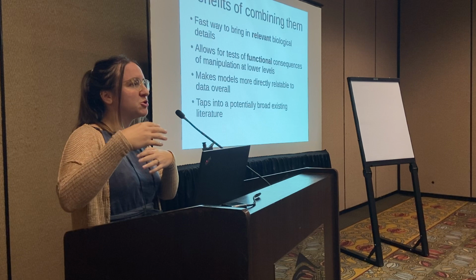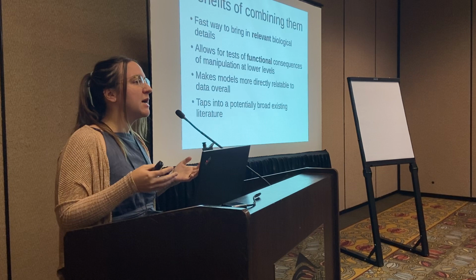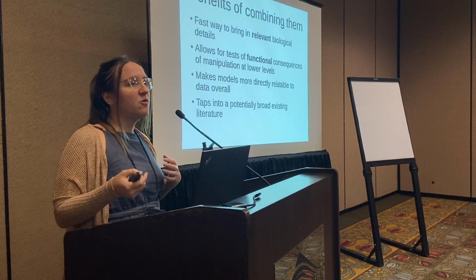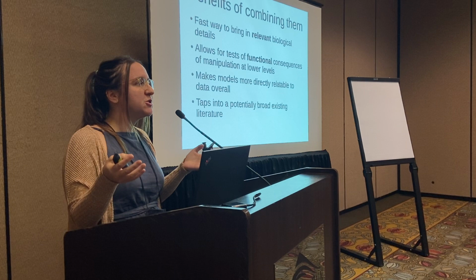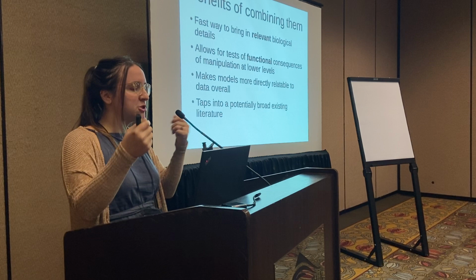And then by putting those details into a deep neural network, you can actually test functional consequences. That's because the deep neural network can perform tasks that are more complex than any hand-designed neural circuit can do. By putting in these details, it also just makes the models more directly relatable to data overall. If you do some new recording in a brain area, or you learn something new about the anatomy, when you have a model that already has specific details from the biology in it, it's easier to know how to work that new information into the model. Or if you find out something interesting in the model, it's easier to know how to relate that back to the data, when you have a model that has parts that are meant to match the data.